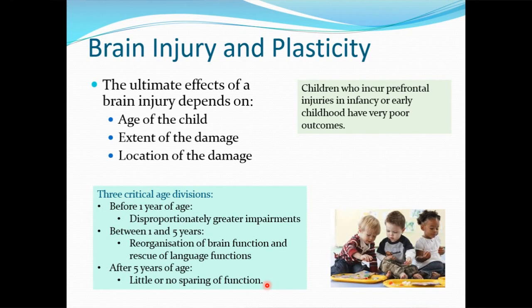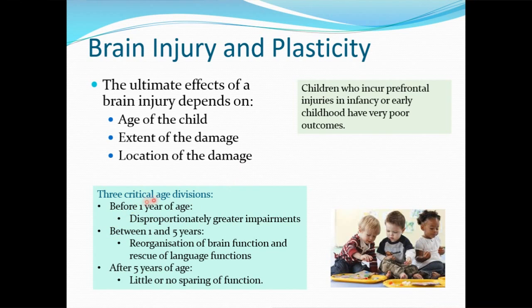And when one thinks of children's brains, you tend to think of plasticity. There's a theory that children's brains are very plastic, so if they incur injury, they tend to improve more quickly than adults and so on. With more research, what has been found is that this is completely oversimplified. It's a lot more complicated than that. So here are some of the more recent findings. The ultimate effects of a brain injury on a child depend very much on the age of the child, the extent of the damage, and the location of the damage, again quite obviously.